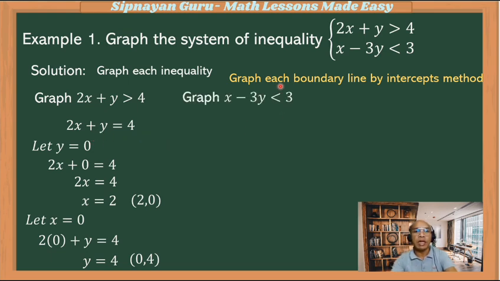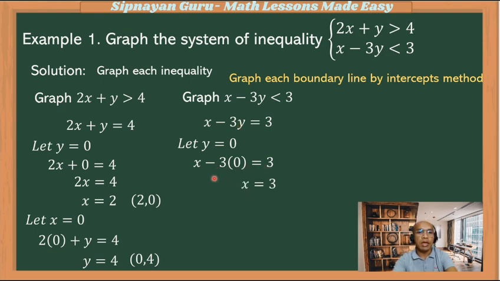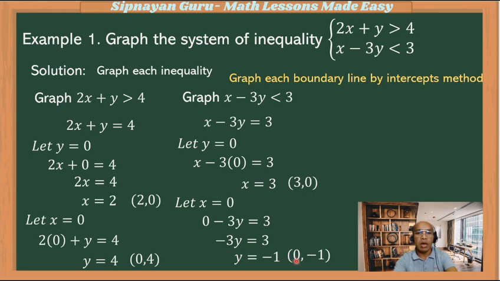Now let's graph the second inequality. Change this one into an equation. Let y be equal to 0 and solve for x. So this would be x minus 3 times 0 is equal to 3. Then this is x minus 0, so x is equal to 3. So our ordered pair is (3, 0). Let x be equal to 0 and solve for y. So this is 0 minus 3y is equal to 3. This is negative 3y is equal to 3. Divide both sides by negative 3 to solve for y. So our y is 3 divided by negative 3, that is negative 1. Our ordered pair is (0, -1).